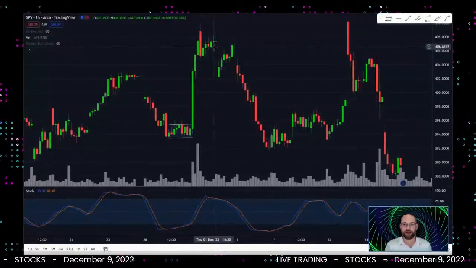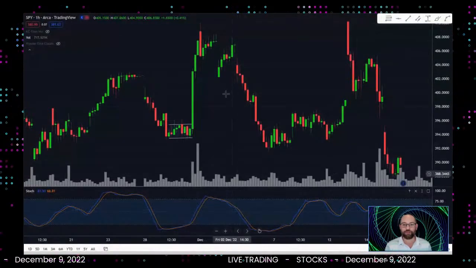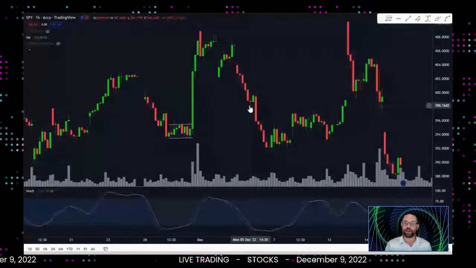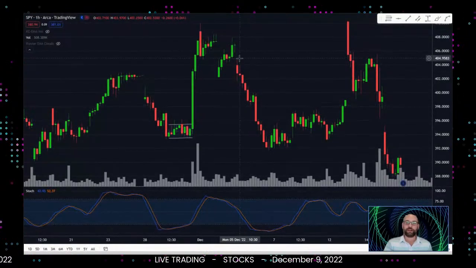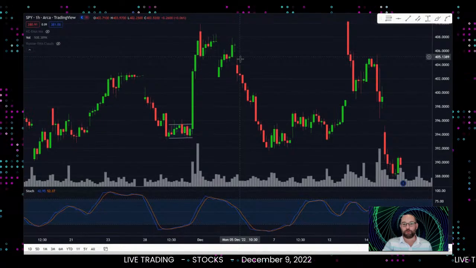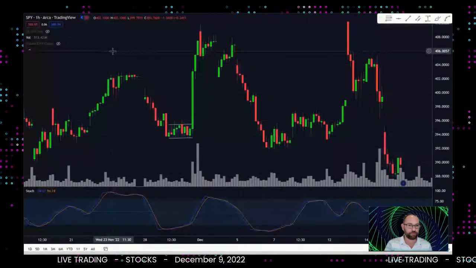Then you have a little exhaustion. Look at the Stoch. It starts breaking down before price. So it gives you that signal that you're running out of steam, right? That now, before price a lot of the times.